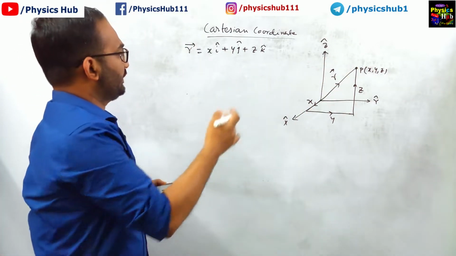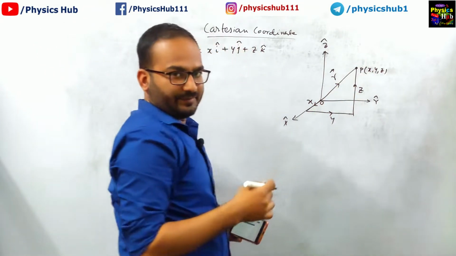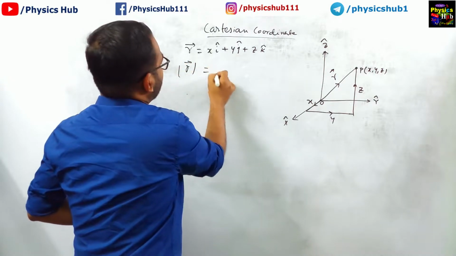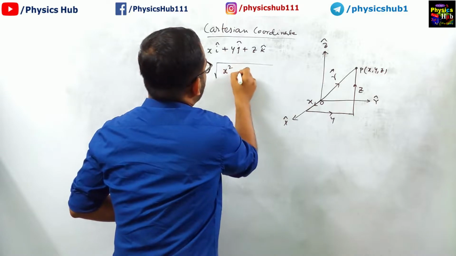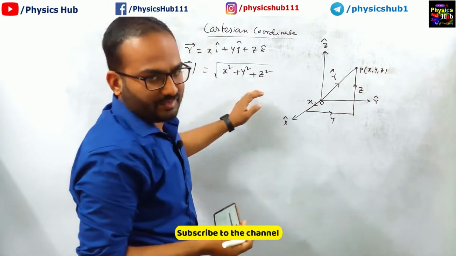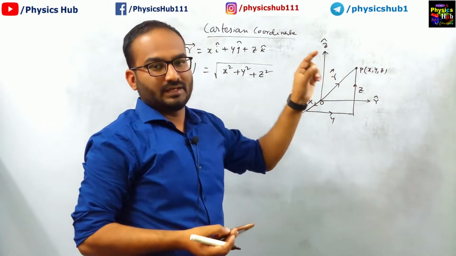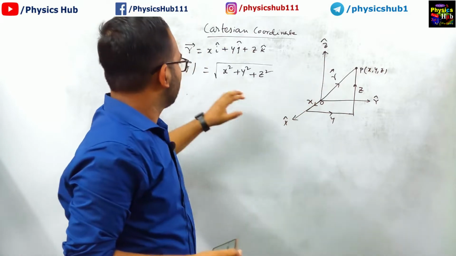Now what about the magnitude? If you want to know the distance from the origin to the point P, you need to take the magnitude. The magnitude is given by root over x square plus y square plus z square. This is because the origin's coordinate is 0, 0, 0, so it is x minus 0 whole square plus y minus 0 whole square plus z minus 0 whole square, all under the root. That is why we are getting this.